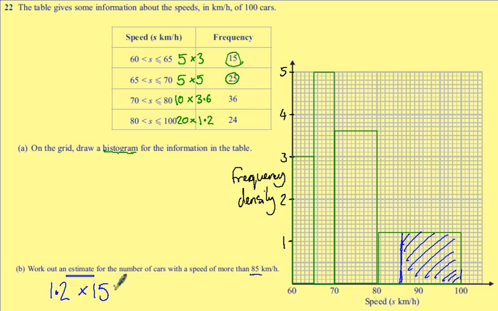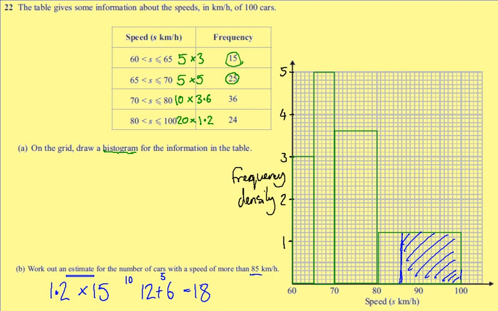My favourite way to multiply by 15 is to start off by multiplying by 10. If I multiply this by 10, I get 12. Now I know that half of 10 would give me 5, half of 12 is 6, so to multiply this by 5 would give me 6. Add my two answers together, and I get 18. So I know that 1.2 times 15 is 18.